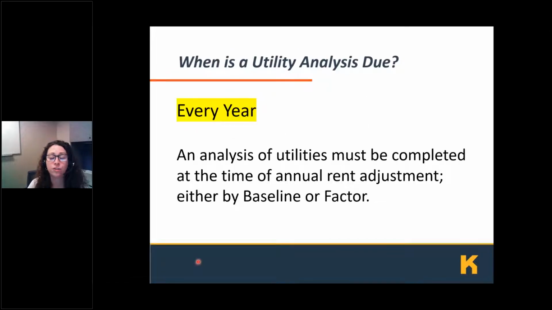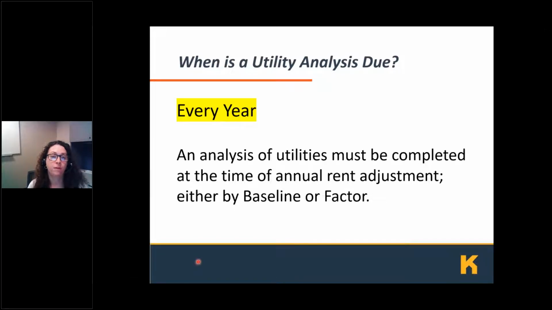When are these due? When is a utility analysis due? Short answer, every year. During the annual rent adjustment for your property, you have to adjust your utility allowance by either a baseline or a factor. So every year, this number is going to be adjusted. Now it could go up or down. In some circumstances it could stay at the current amount, but every year it will be adjusted.